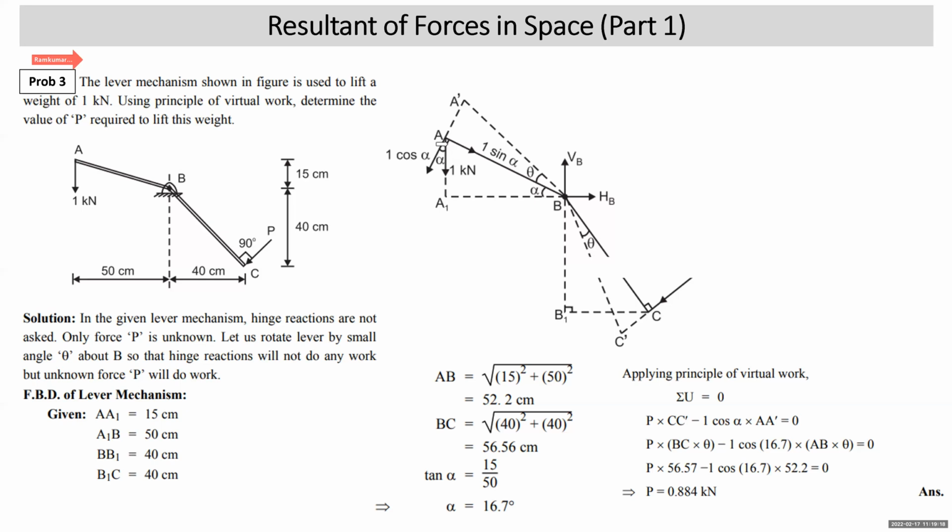Now we resolve this 1 kilonewton. This link AB is making alpha with the horizontal, so the normal will make alpha with the vertical. So this is the normal. We can resolve 1 kilonewton into 1 cos alpha and 1 sin alpha. You have rotated this by a small angle theta. Mind it, theta is very small, so this part will also rotate by a small angle theta. Now, here force P is applied. As you are rotating in the clockwise direction by angle theta, P will do positive work.